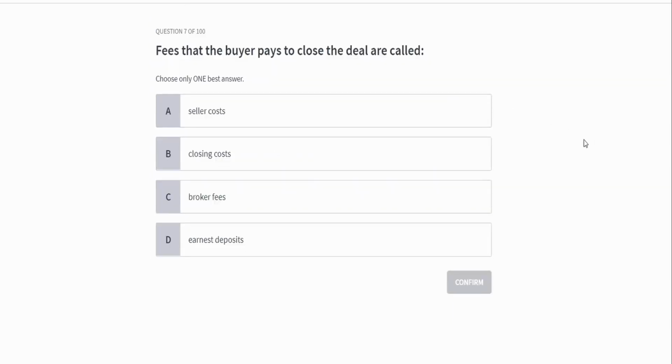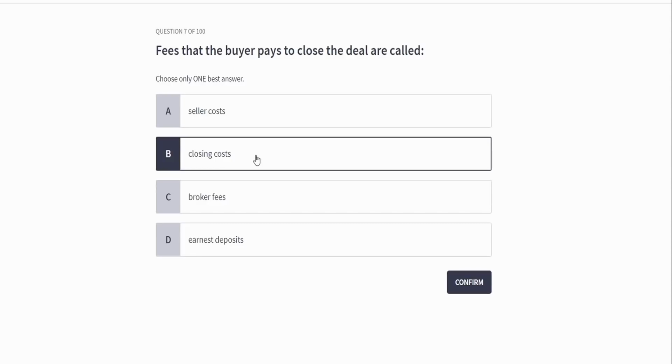All right, next one. Question 7. Fees that the buyer pays to close the deal are called, and there's 4 options like usual: A, seller's cost, B, closing costs, C, broker fees, or D, earnest deposits. So like always, here's an opportunity for you guys to come up with your answer on this one.